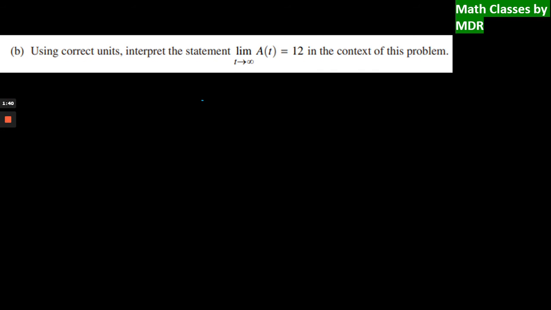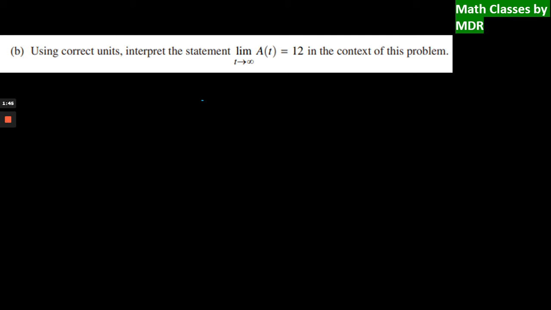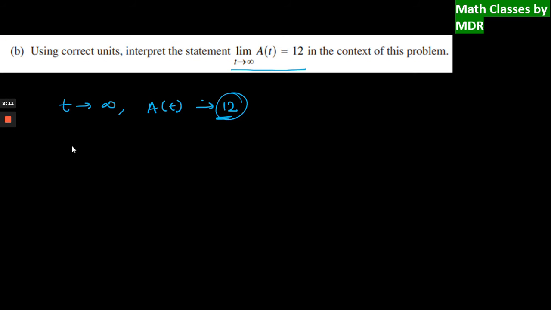Now let's go to the second part. Use correct units to interpret the statement limit as t tends to infinity of A of t is equal to 12 in the context of this problem. When t tends to infinity, A of t approaches 12, it means a maximum of 12 mg. What is A here? The amount of medication in milligrams.